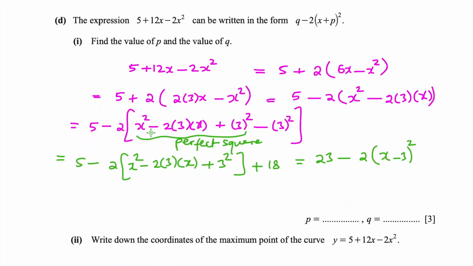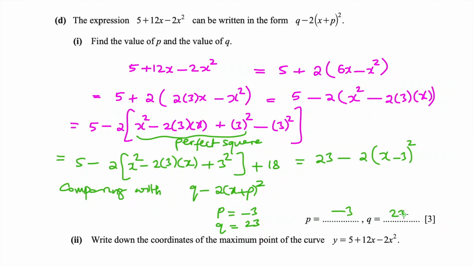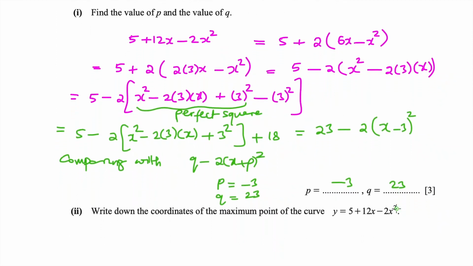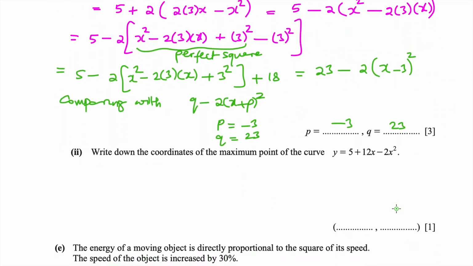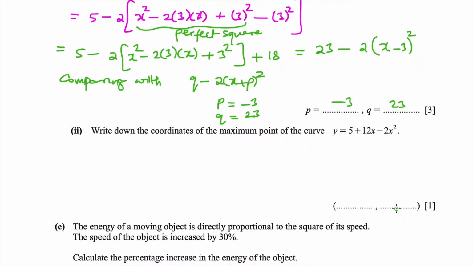And now comparing with q minus 2 into x plus p whole square, what will I get? P would be minus 3 and q would be 23. So P is minus 3 and Q is 23. This completes the question. So the most important thing is you are adding a b square and then subtracting a b square again and then taking it out of the bracket. That is the place where so many people make mistakes.